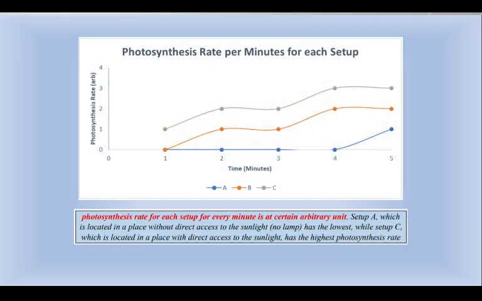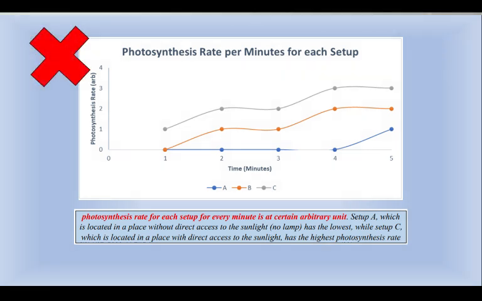While this graph is actually pretty straightforward, it doesn't contain the right message. What this graph is saying is that photosynthesis rate for each setup for every minute is at a certain arbitrary unit. Setup A, which is located in a place without direct access to the sunlight and also no lamp, has the lowest rate, while setup C, which is located in a place with direct access to the sunlight, has the highest photosynthesis rate.